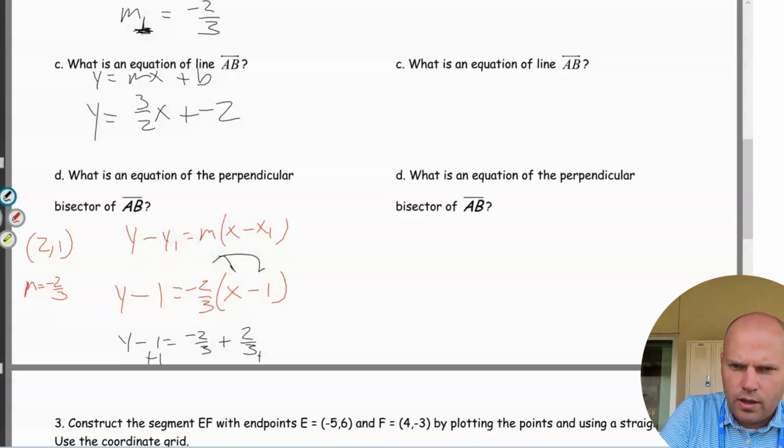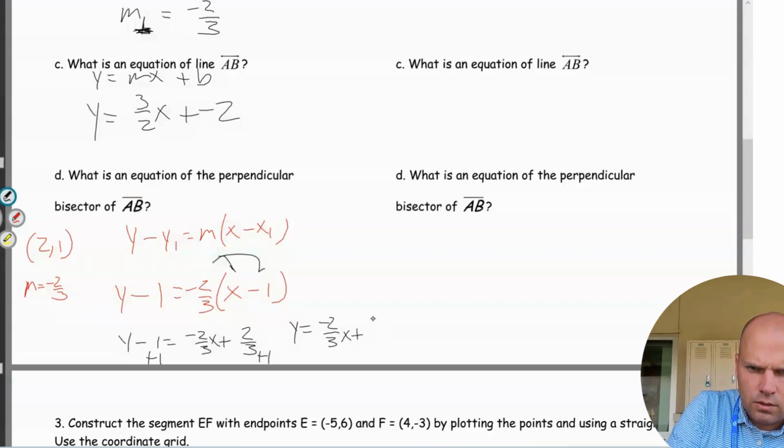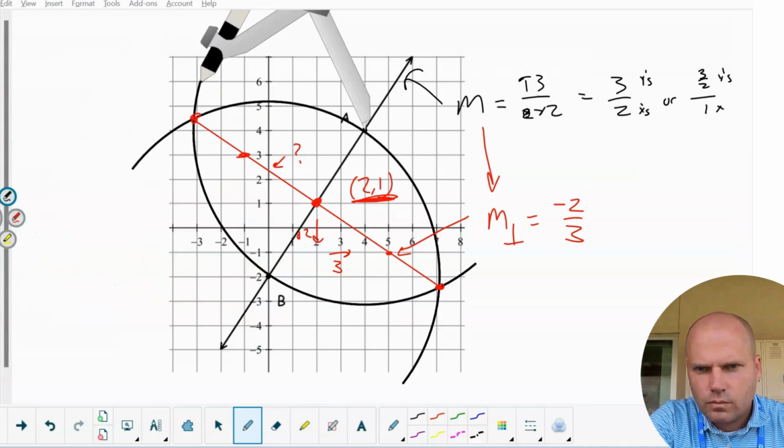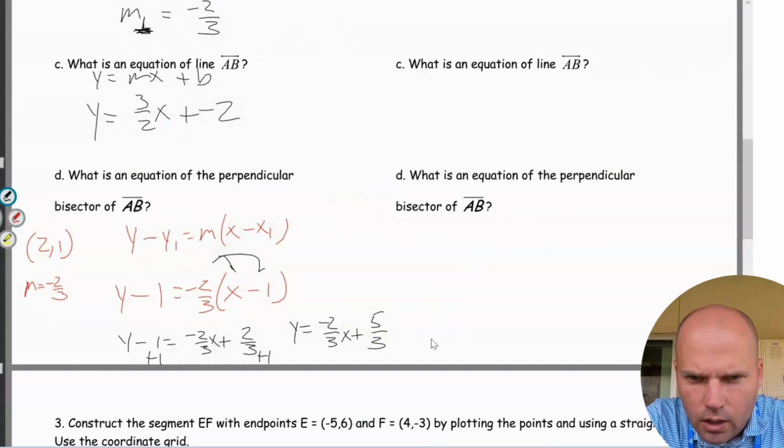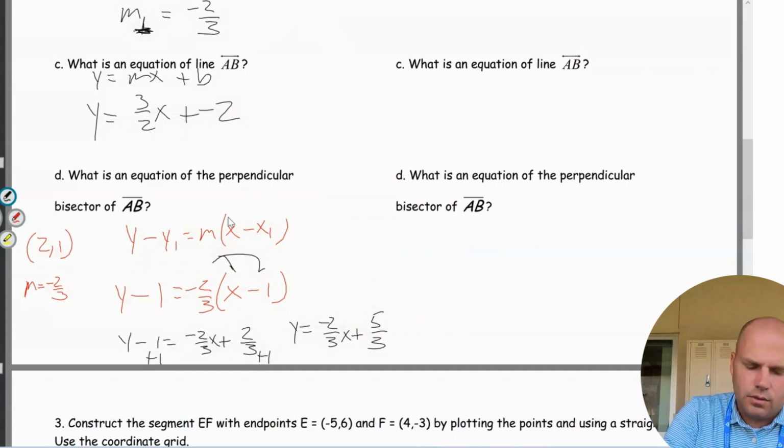I will add 1. Adding 1 is like adding 3/3. If you add 3/3 to 2/3, you get 5/3. So we just discovered that that location is like 1 2/3. I made a mistake. 2, 1. I could tell it's not 1 2/3. It looks like it's 2 1/3. This is a 2.